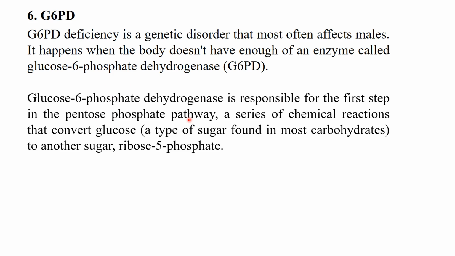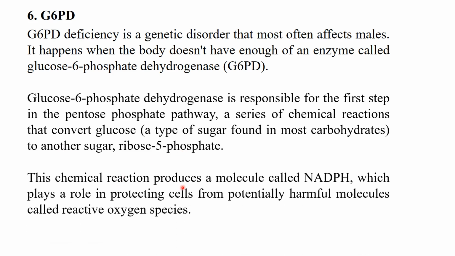A series of chemical reactions that convert glucose, a type of sugar found in carbohydrates, to another sugar that is ribose 5-phosphate, and ribose is the most important component of the nucleotides in both DNA and RNA. This chemical reaction produces a molecule called NADPH. जब पेंटोज फास्फेट पाथवे होगा उसके रिजल्ट में NADPH synthesized होगा, which plays a role in protecting cells from potentially harmful molecules called reactive oxygen species.